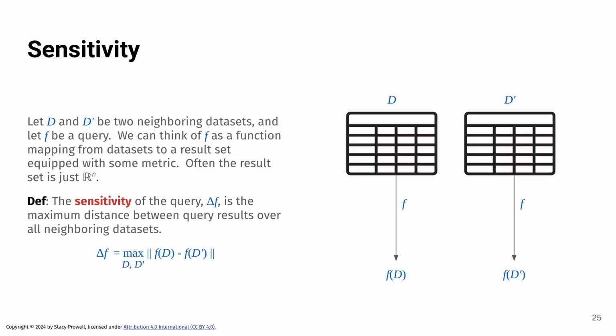And as long as we're going into a metric space, I can then talk about the difference between the results of the query, how far apart they are. And I can write that, as I do down at the bottom of the left-hand side, as the maximum distance between the results of the query. So the maximum over the neighbors, the maximum amount that this can deviate, and I'll call that delta F. And delta F is the sensitivity for that query. It's specific to that query.